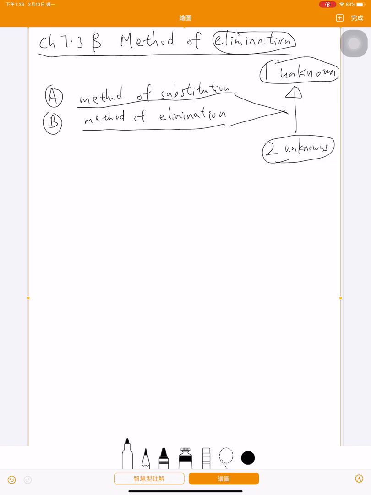Okay? So before I talk about how to use the method, I'm going to teach you some basic knowledge. First, for example, if I have two equations, x is equal to 7, and another one, y is equal to 3. Again, you can give the names equation 1 and equation 2. So first, I want to ask you, if x is equal to 7 and y is equal to 3, then what is the value of x plus y?